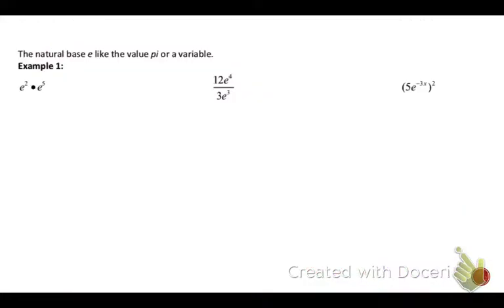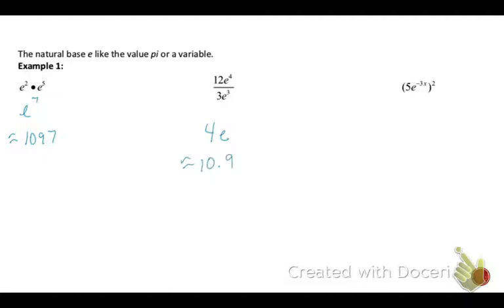So let's just do some little simplifying of the natural base e. It functions a lot like a variable. If you have e squared times e to the 5th, that would be e to the 7th. And then you could approximate that on your calculator and get about 1097. Now 12e to the 4th divided by 3e to the 3rd, we can divide the 12 by 3, which is 4, and then subtract our exponents. So 4 times e, and that is approximately 10.9.